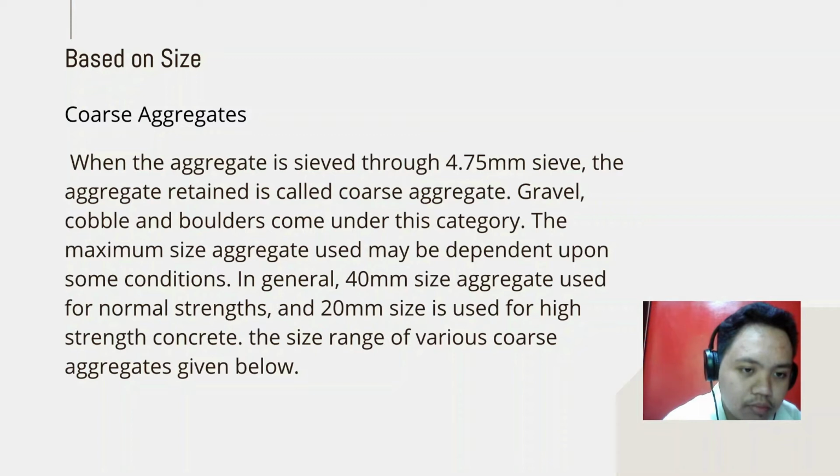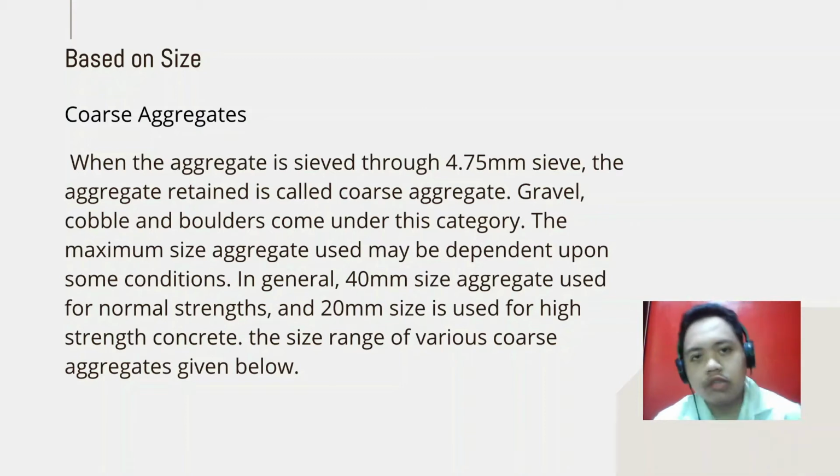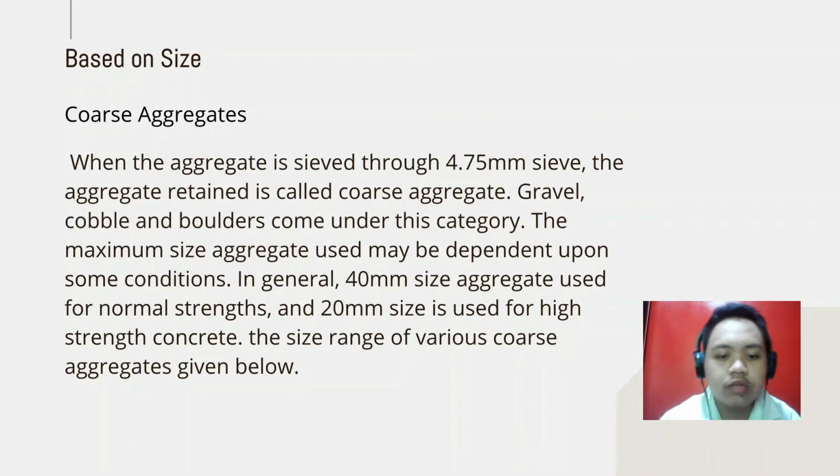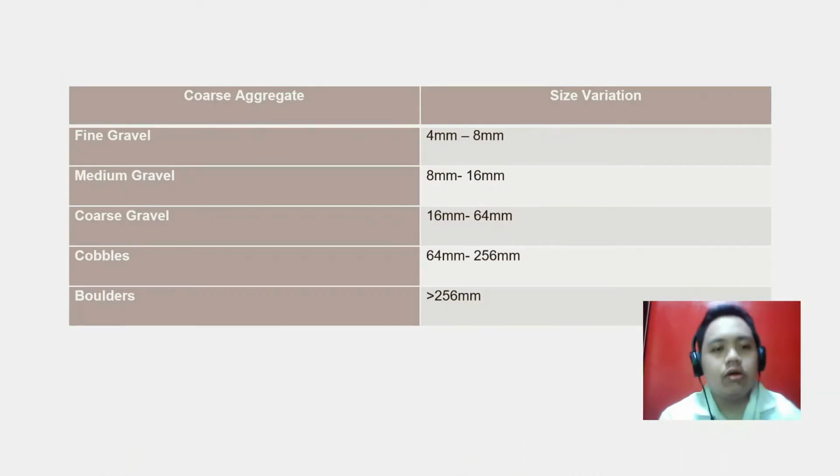The maximum sizes of aggregates that we use in construction are the 40mm size and 20mm size. The 40mm size coarse aggregate is used for common strengths of concrete, while the 20mm size is used for high strength concrete. So this is the table of the coarse aggregates.